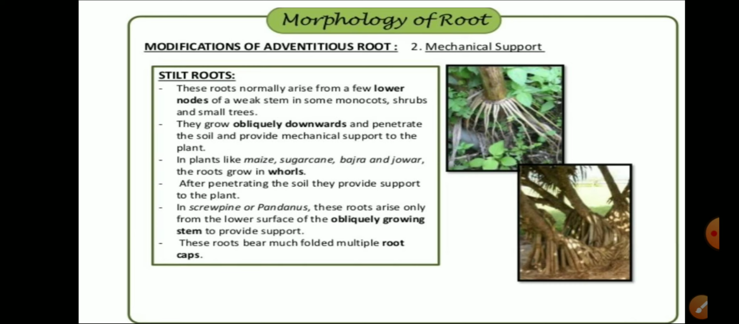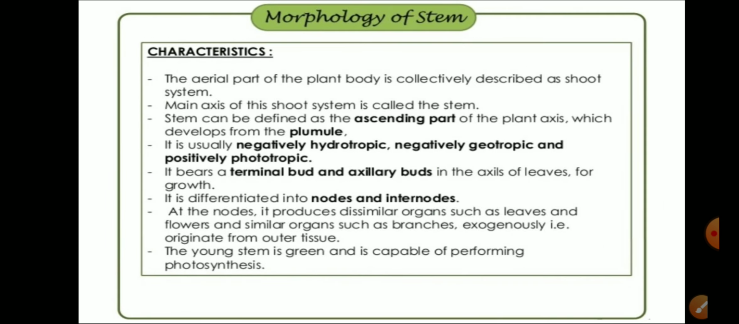Another example is the stilt root. They are present in sugarcane, maize, bajra, jowar. These roots arise from the lower nodes of the weak stem in monocots, shrubs, and small trees. They grow obliquely downwards and penetrate the soil and provide mechanical support to the plant.